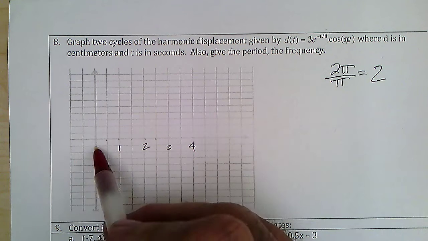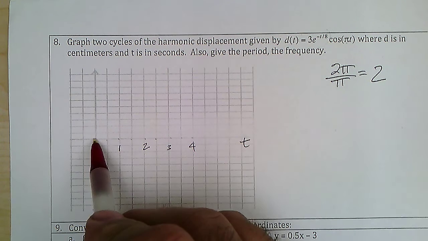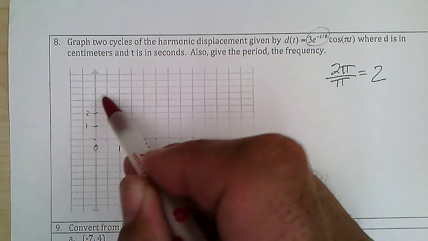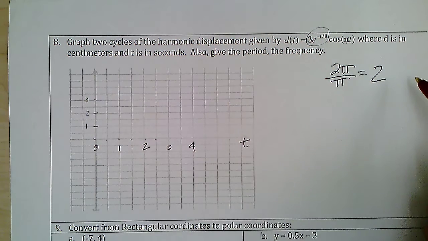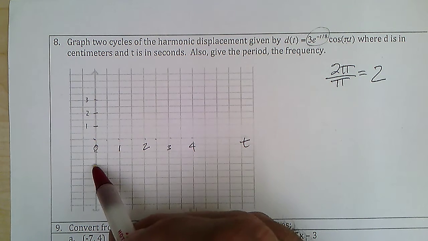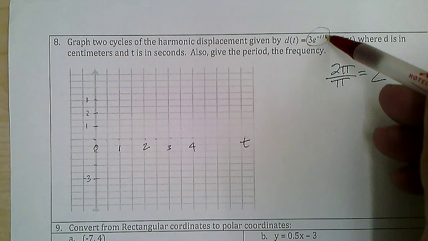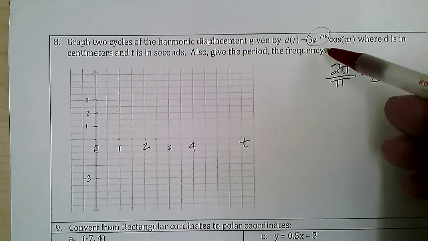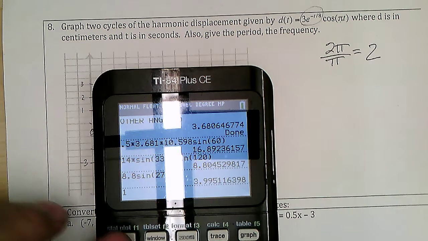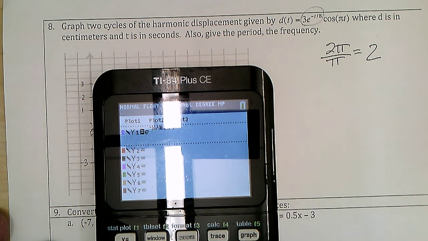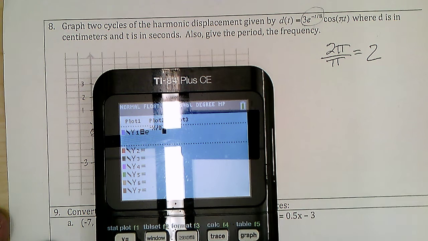And at time 0, the amplitude will be equal to this, which will be 3. So I'm just going to say 1, 2, 3, and minus 3, because e to the negative 0 divided by 8 is e to the 0, which is 1, times 3 is 3. And at 1, let's just get some of these here. I'm going to make this easy. I'm going to type in here e to the negative x divided by 8, times 3.